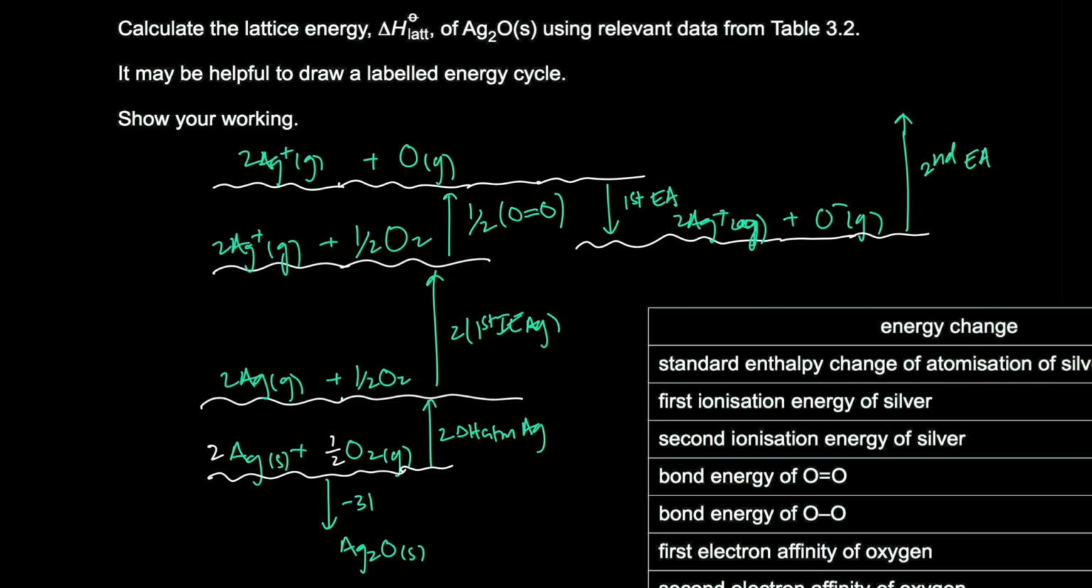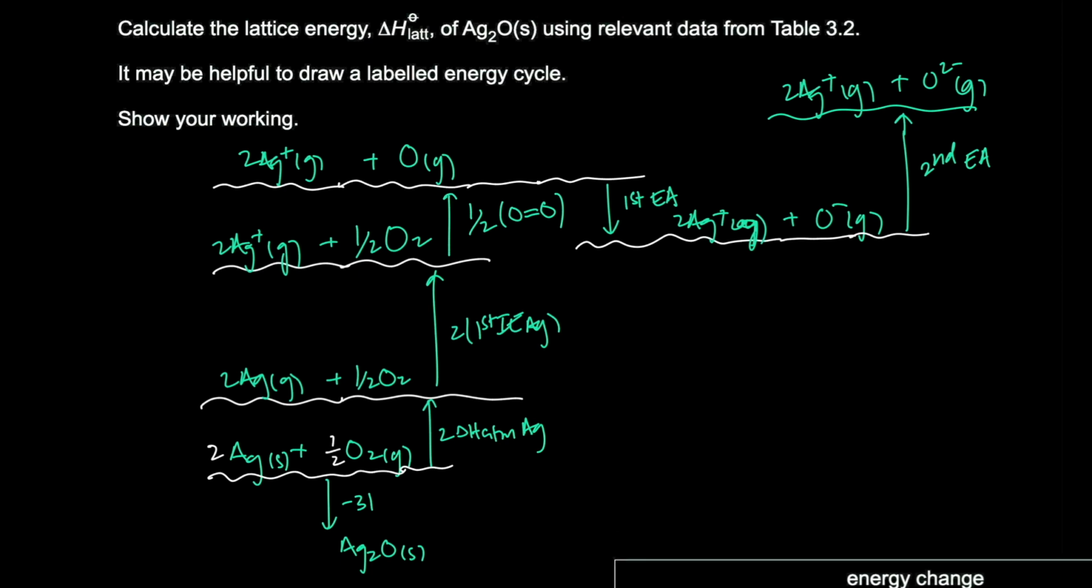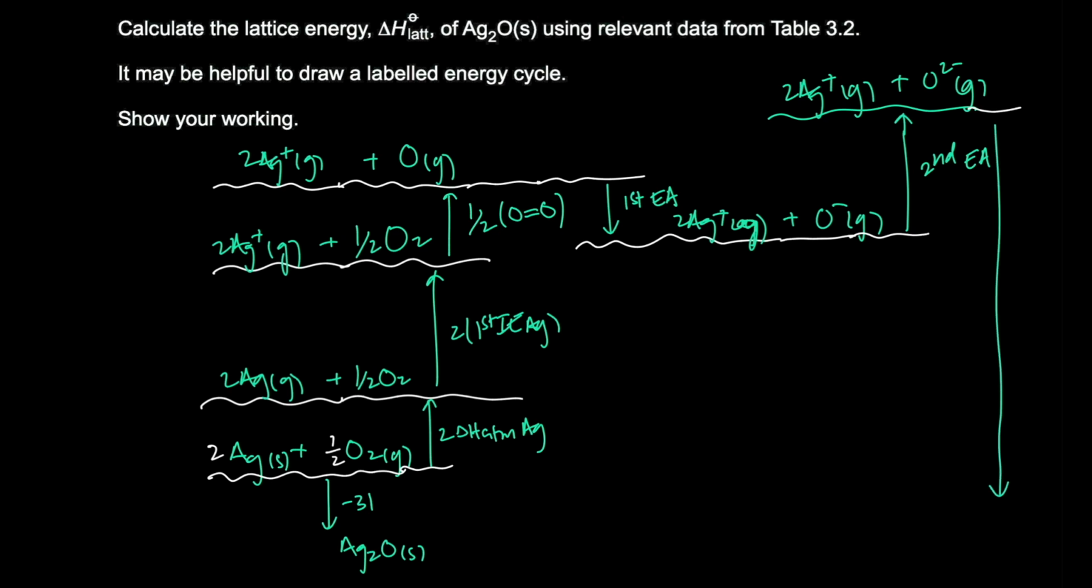Then we have our gaseous ions: 2 Ag plus gaseous and O2 minus gaseous. You don't have to write each of them individually. You can also group these enthalpy changes together if you want. And then lastly, of course, we have the lattice enthalpy. The lattice enthalpy would be from the gaseous ions to the solid lattice, which is what we have to find.